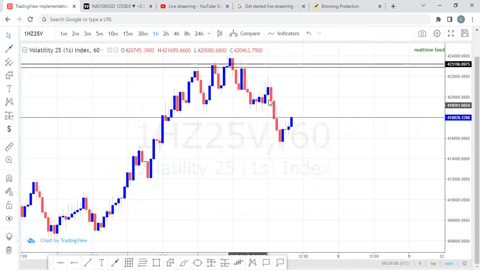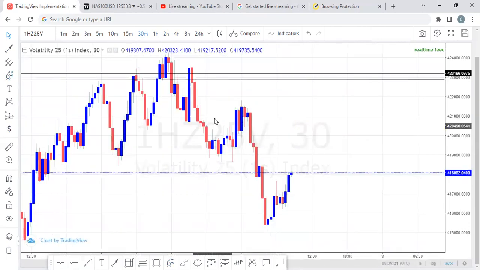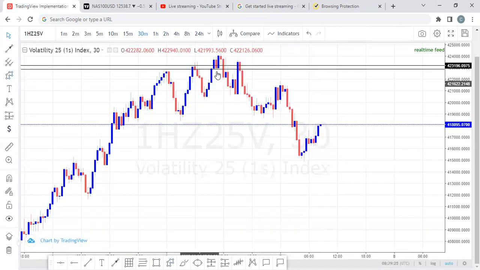Okay, amazing. Let's just look at 30 minutes to see if it's clearer there. All right, so let's look at 30 minutes. We had a break, the institutional candle, mitigation, and all of that. So let's look at here if this can take price lower.